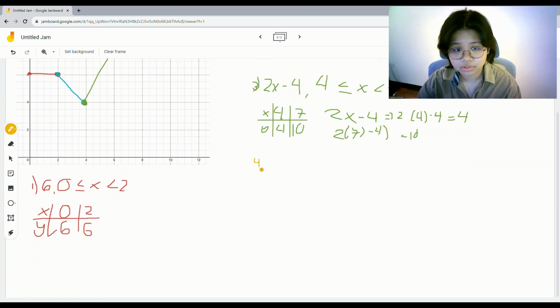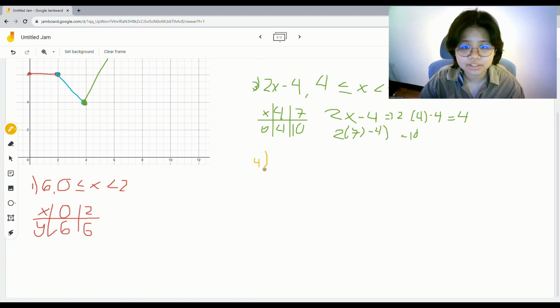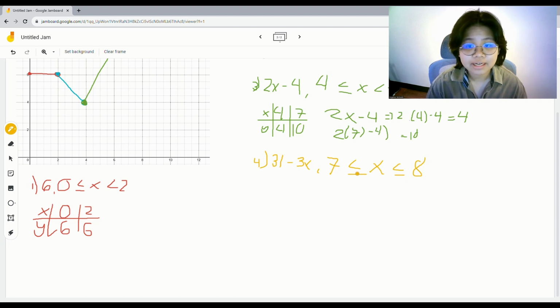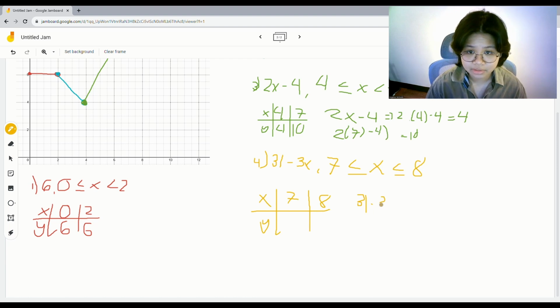For our last function, we will solve the equation 31 minus 3x if 7 is less than or equal to x and x is less than or equal to 8. First, we must draw a table again and write x's 7 and 8. We will now go through the process of substitution. I will replace the x in 31 minus 3x with the first x, which is 7. This will give the answer 10. And for the second one, we will also replace it with 8, which will answer 7.